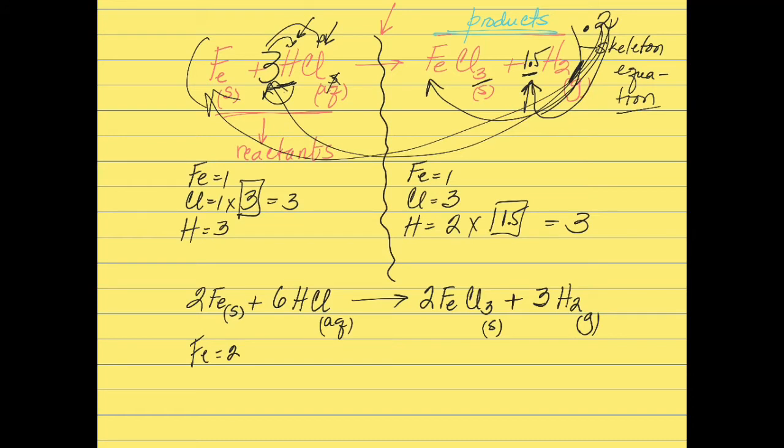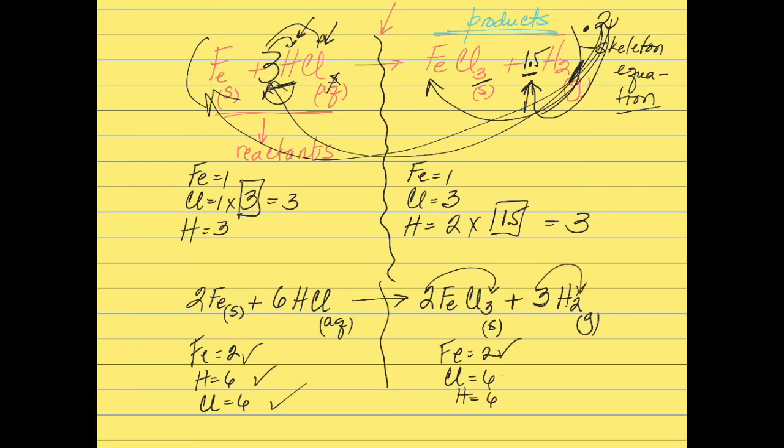2 items over here, 2 items over there. See that? You have 6 and 6. Over here you have 2 multiplied by 3 equal to 6. 3 multiplied by 2 equal to 6. And your equation is balanced. So you have over here your balanced chemical equation, okay?